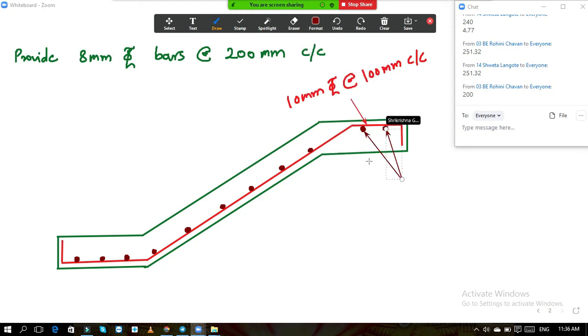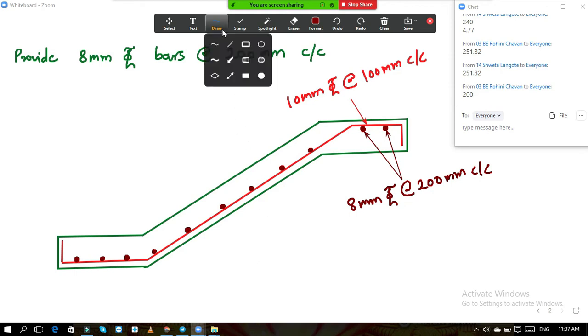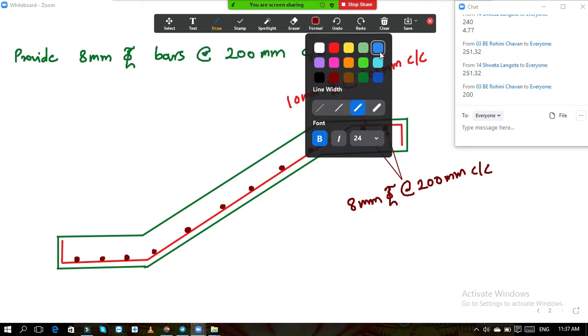So this is our how much mm? It is 8 mm. This is our 8 mm bar about 200 mm center to center. So this is our distribution steel. Okay. And now the third type of bars. Now pay attention over here.